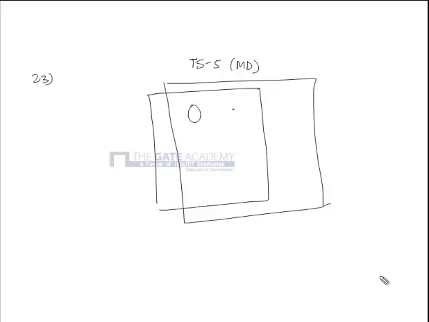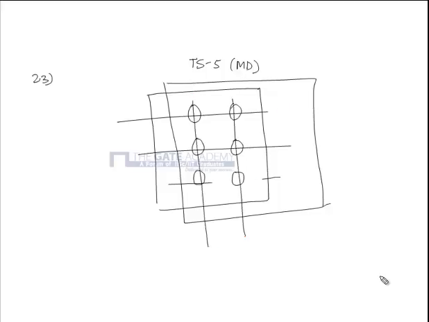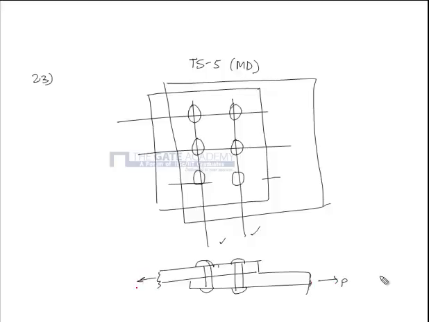And so there are two rows of riveted joints. I have just drawn three across the column. So there are two rows. Rows means this row 1, row 2, and in the front view it will appear something like this. And this is the load. I can apply the load like this.